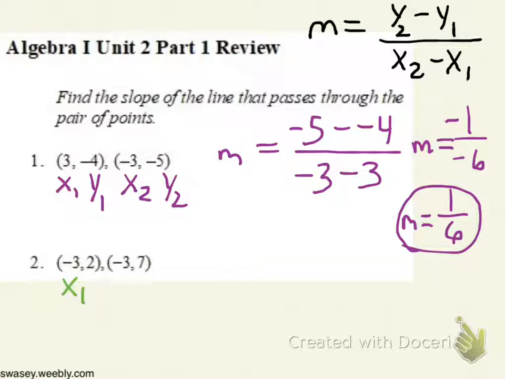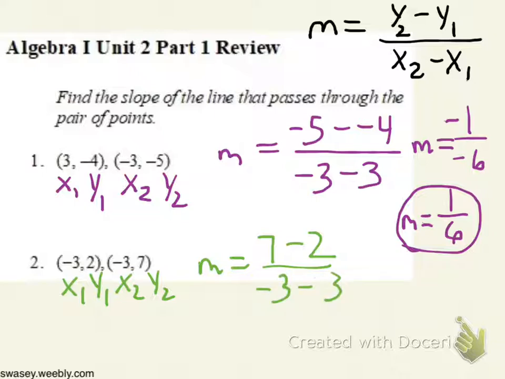For the second one, same idea, label your points, and we'll substitute into the slope formula. On top we should have 7 minus 2. On the bottom, negative 3 minus a negative 3. Minus a negative, we'll change to plus a positive. So on the top, 7 minus 2 is 5. On the bottom, negative 3 plus 3 is 0.